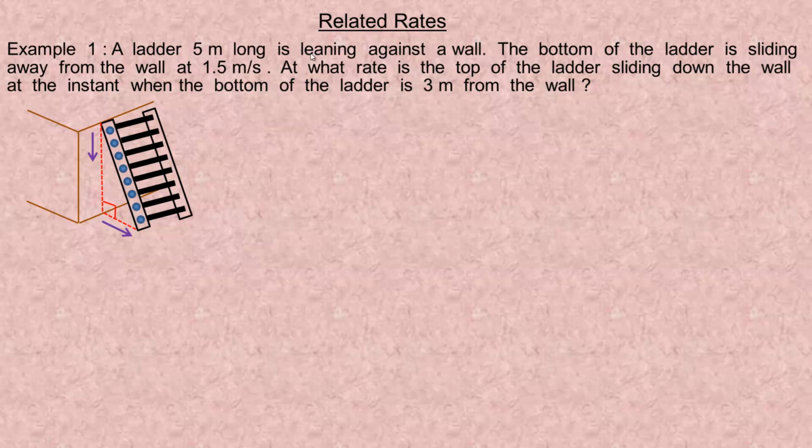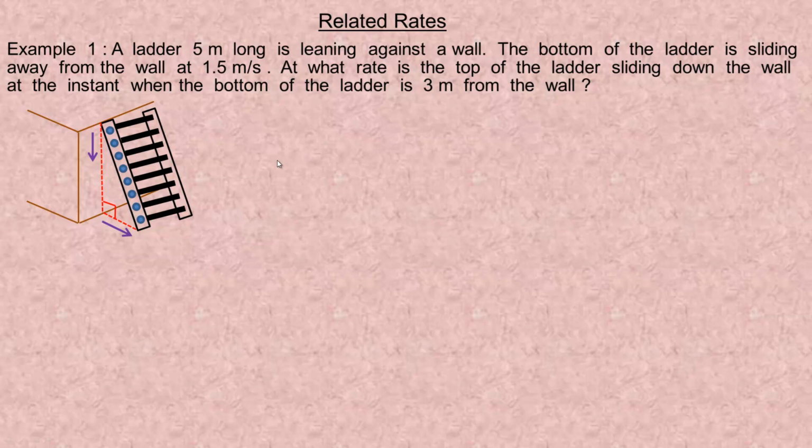that's leaning against a wall, and for some reason the bottom of the ladder starts sliding away from the wall, and we're told it's sliding away at 1.5 meters per second, so there's a rate. And we're asked at what rate is the top of the ladder, certainly if the bottom's sliding out, the top has to be coming down. So at what rate is the top of the ladder sliding down the wall at the instant when the bottom of the ladder is 3 meters from the wall? So that's the question here.